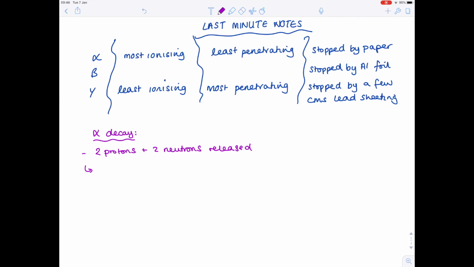Well, it means you're going to have a new element because its proton number has changed, with an atomic number, because remember that's the same as the proton number, which is 2 less than it was before, and a mass number which is 4 less than before. The reason for that is because the proton and the neutrons both have a mass of 1. Because we're losing 4 of them, our mass number decreases by 4.